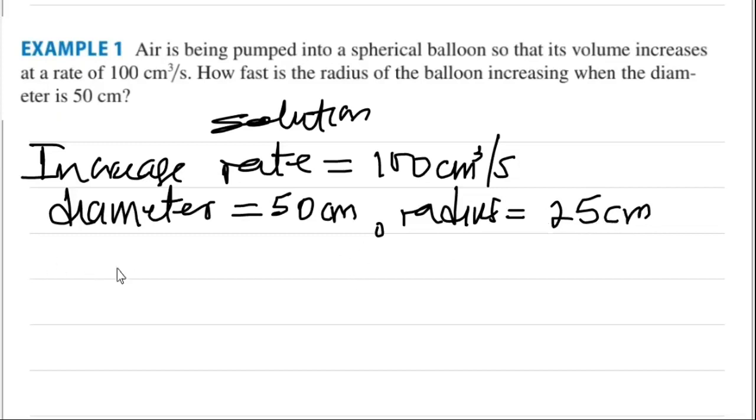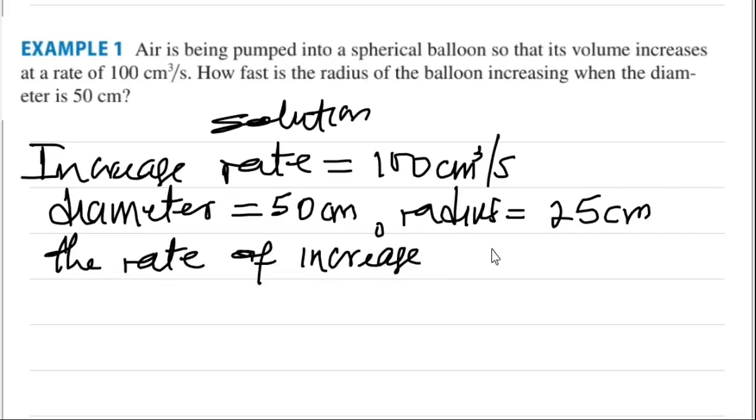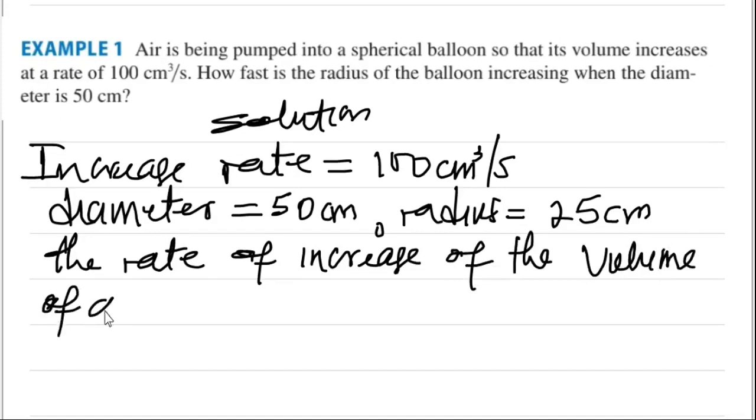From the information given, the rate of increase of the volume of air is 100 centimeter cube per second. That is the increase rate. So for you to get it clear, that's why I write it again. This is the given, but there is one ungiven which is not given to us, which we are to find.